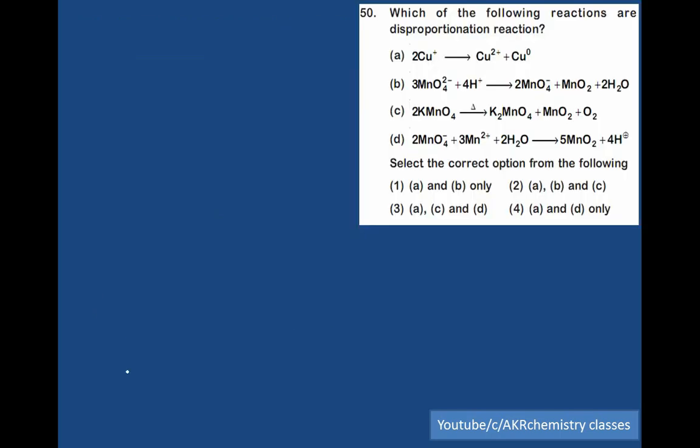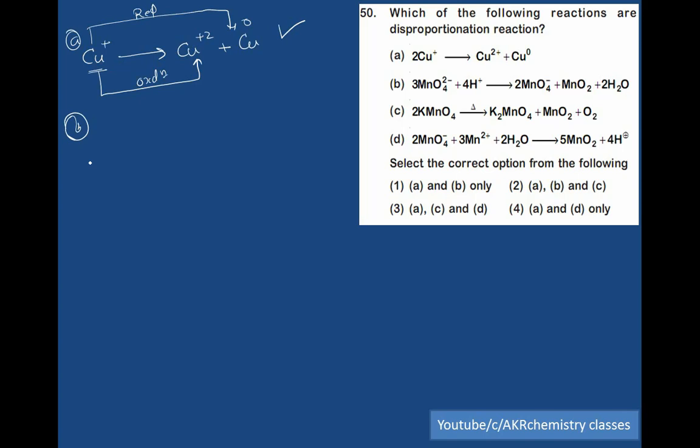Which of the following reactions are disproportionation reactions? First I will take Cu plus gives Cu 2 plus and Cu. In a disproportionation reaction, a reactant element undergoes both oxidation as well as reduction. Cu plus 1 to plus 2, increase in oxidation number is called oxidation, decrease in oxidation number is called reduction. So option A, that is the Cu plus ion, undergoes both oxidation as well as reduction. So A is considered a disproportionation reaction.